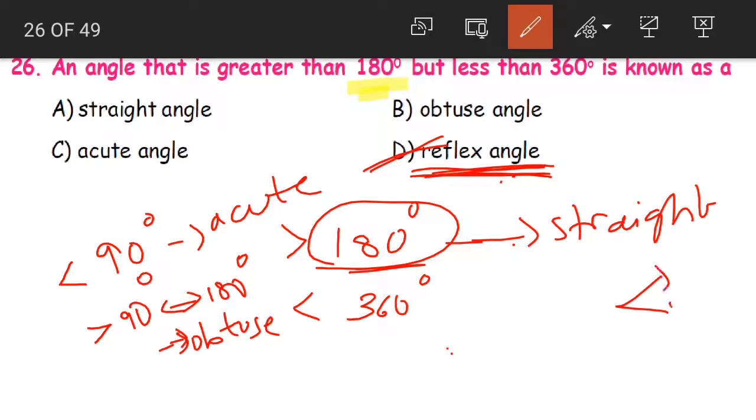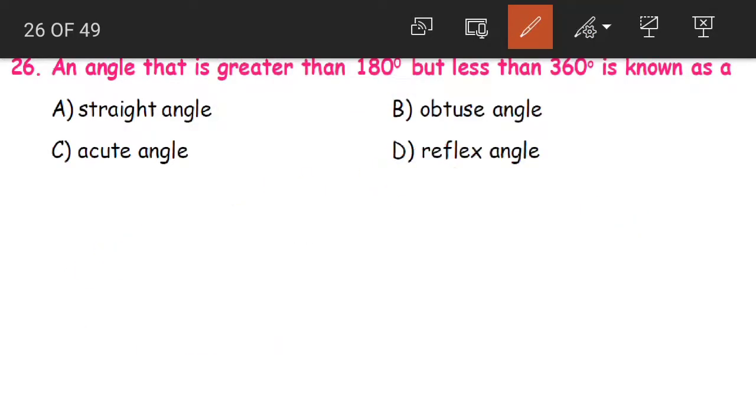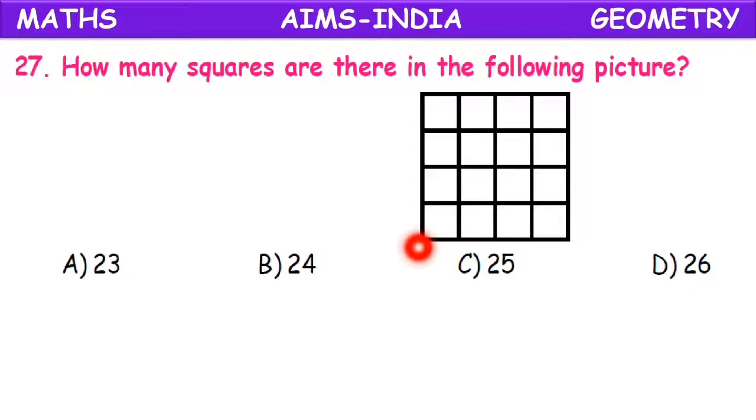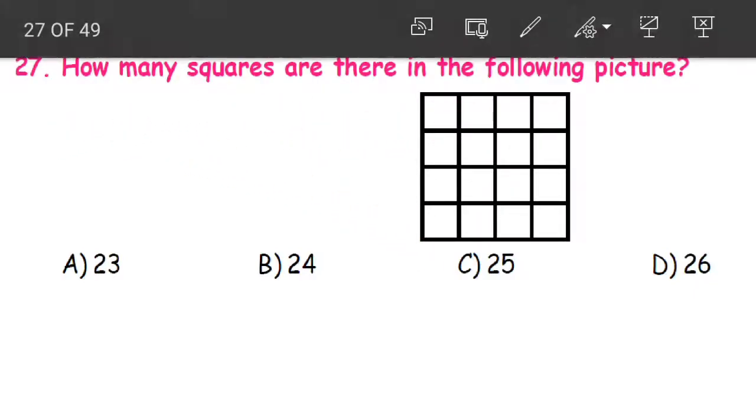For example, this I have written it like this, right? Now this becomes the reflex angle. So when an angle is greater than 180 degrees but less than 360 degrees, it is known as a reflex angle. Now question 27, how many squares are there in the following picture?